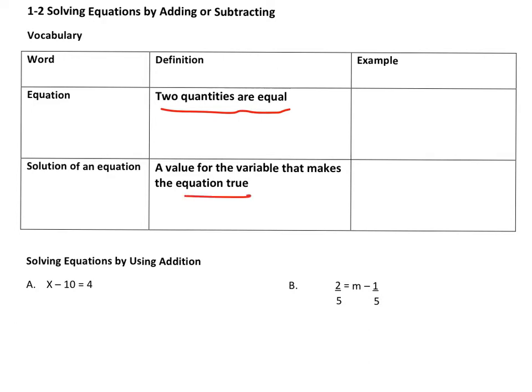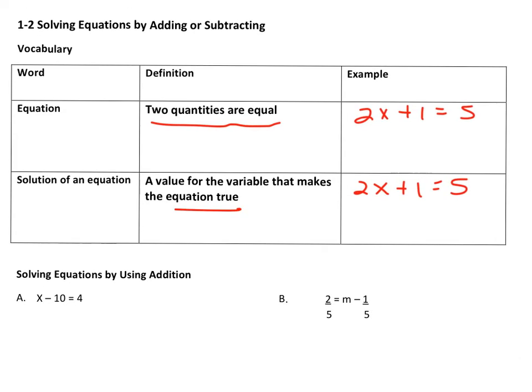For instance, if I have 2x plus 1 equals 5, that's an equation. Now, if I were to look for a solution, my solution would be x equals 2. The way I know that is if I plug that back in, 2 times 2 is 4. If I add 1, then that's 5. That 2 right there made this equation true.